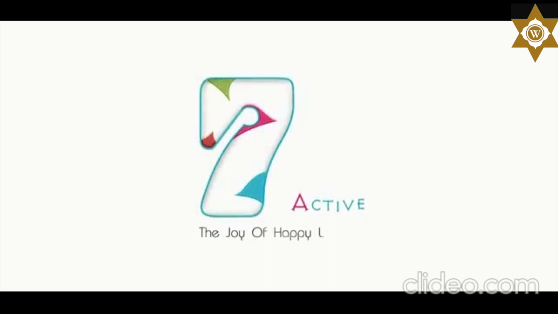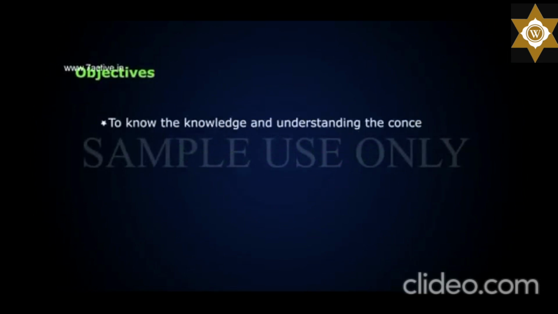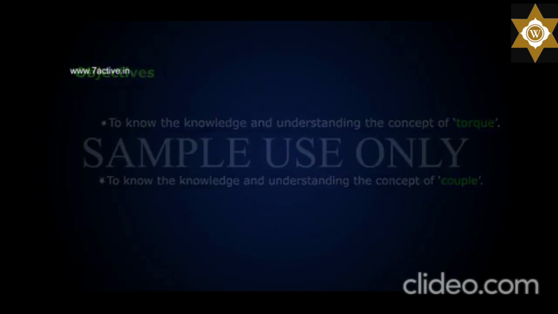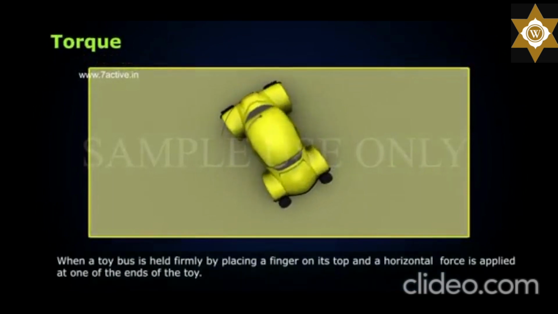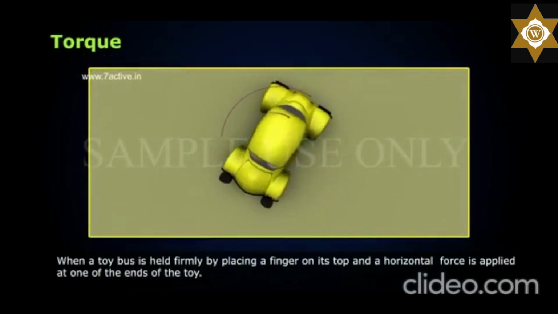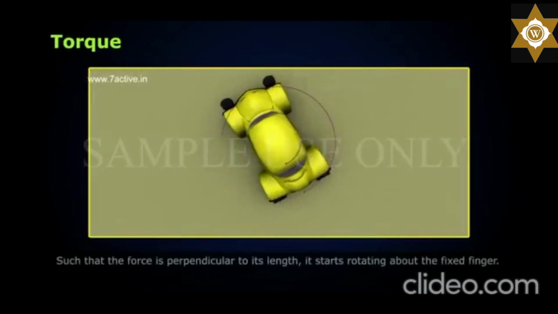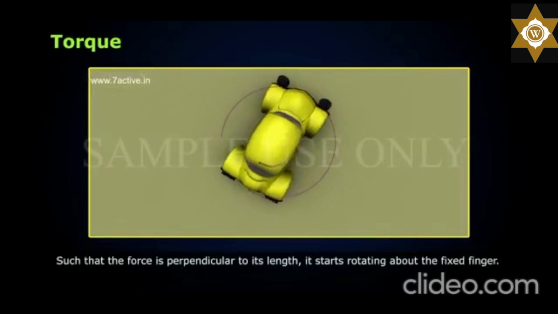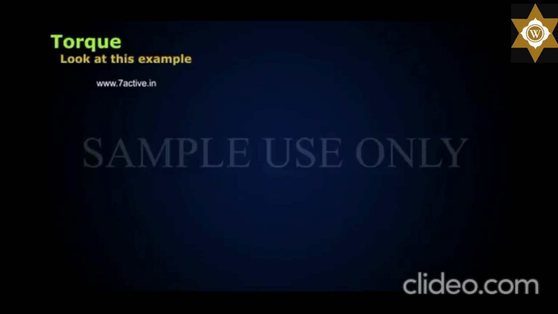Torque and couple. Objectives: to have knowledge and understanding of the concept of torque, and to have knowledge and understanding of the concept of couple. Now we shall discuss torque. Look at this example. When a toy bus is held firmly by placing a finger on its top and a horizontal force is applied at one of the ends of the toy such that the force is perpendicular to its length, it starts rotating about the fixed finger.